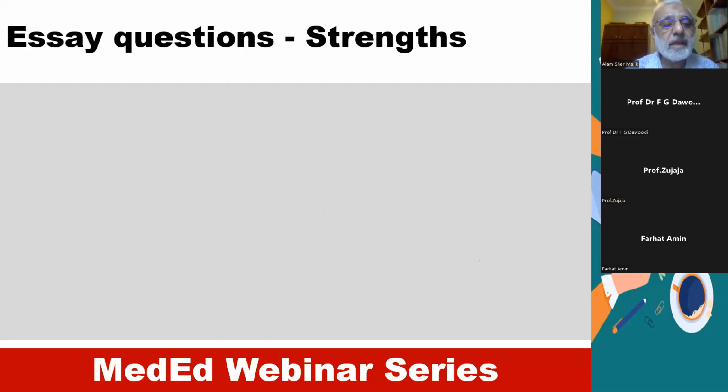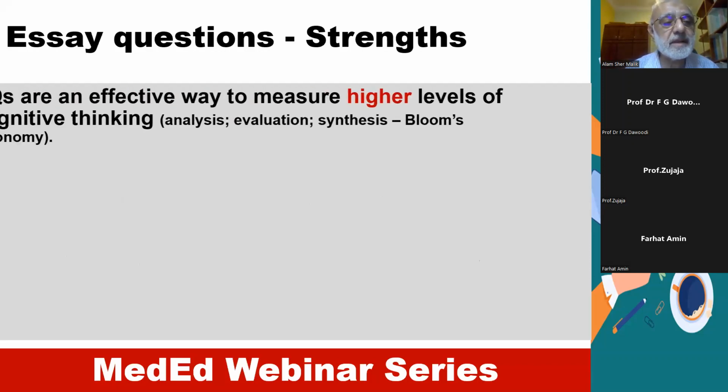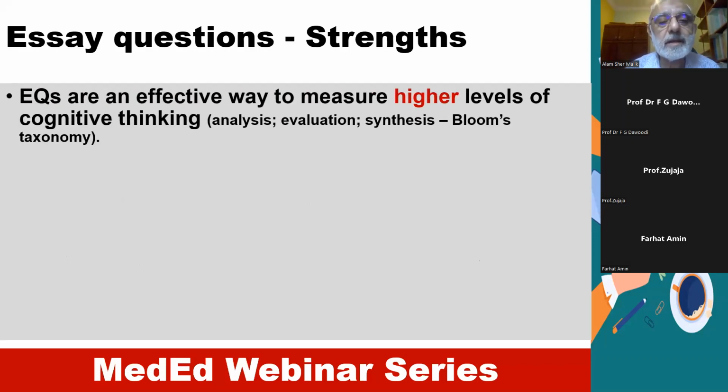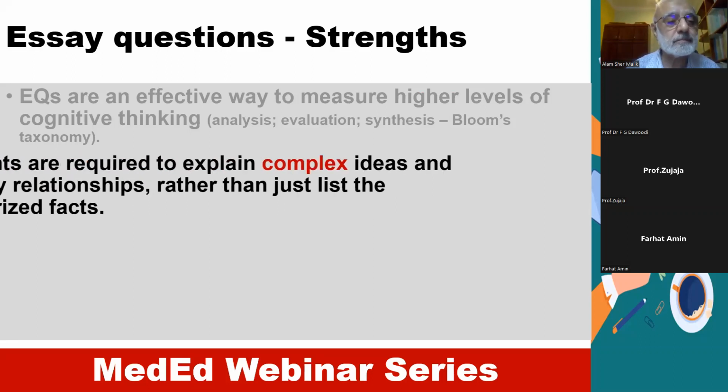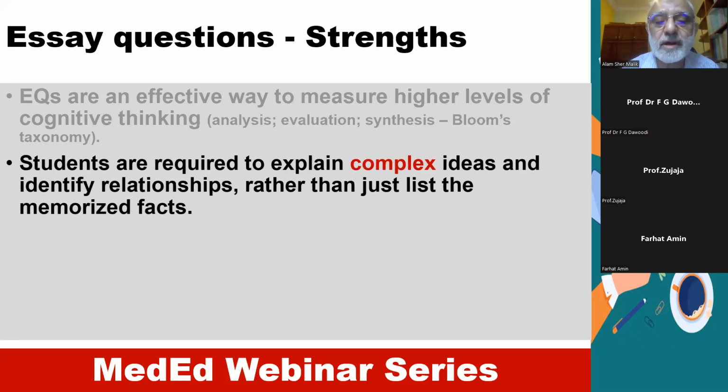So essay questions have certain strengths. They are an effective way to measure higher levels of cognitive thinking, for example analysis, evaluation, synthesis, if you want to use Bloom's taxonomy. Students are required to explain complex ideas and identify relationships rather than just list memorized facts.